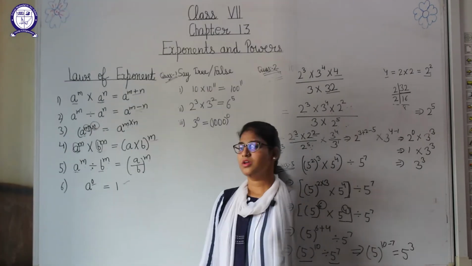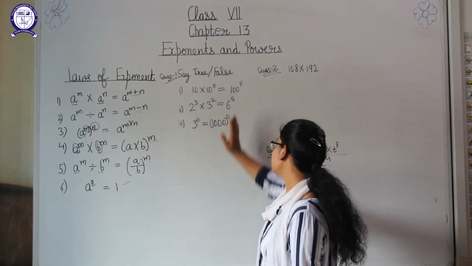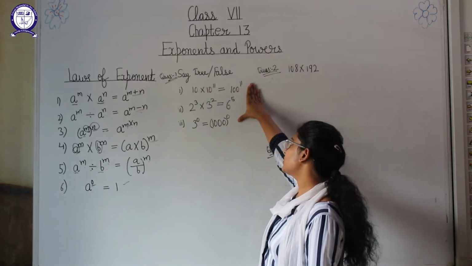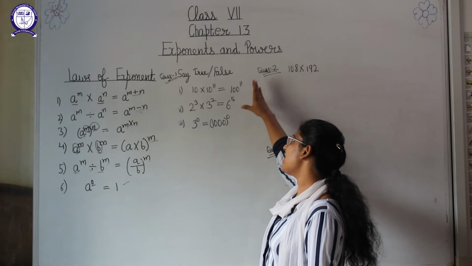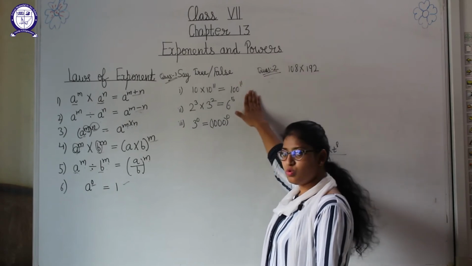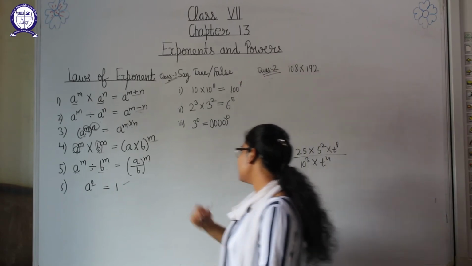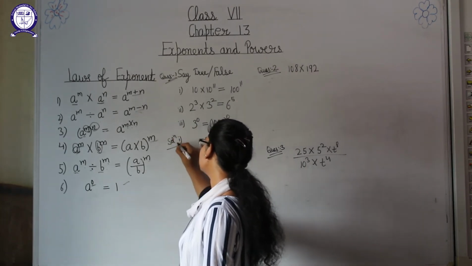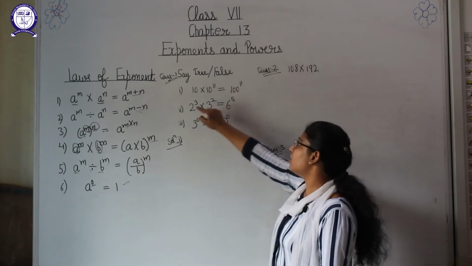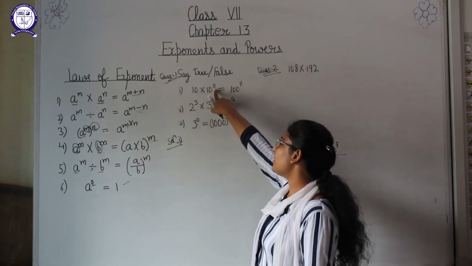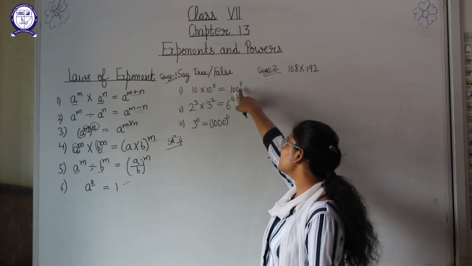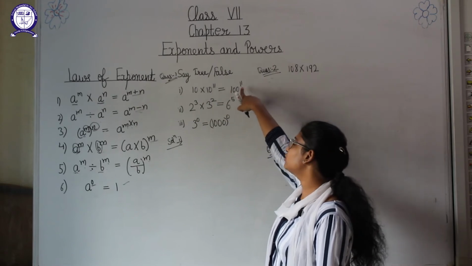Okay, so students, our next question is, we have to say true or false. These statements, or you can say these equations, are given to us, and we have to state whether these are true or false. So for that, here is the solution for the first part. Now 10 into 10 raised to the power 11 is here. We have to check whether it is equal to 100 raised to the power 11 or not.